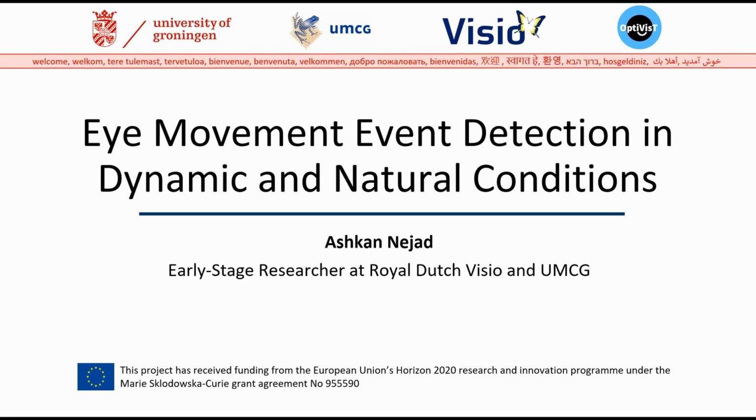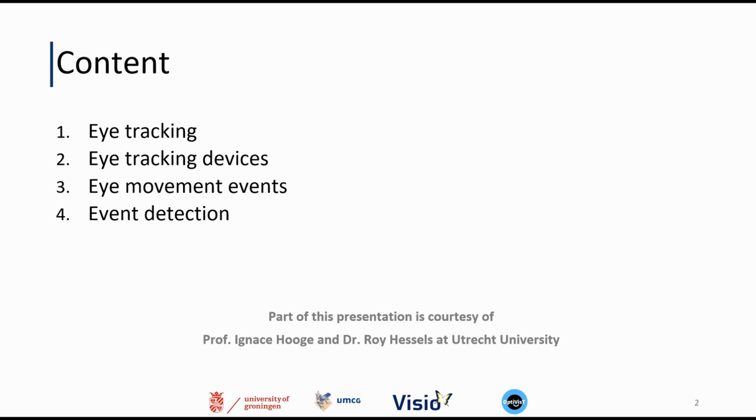So the topic of my current research project is eye movement event detection in dynamic natural conditions. And the precise definition of the eye movements and events are going to be explained later in this presentation. So in this presentation, we're going to take a look at eye tracking and what devices help us to do the eye tracking and record the eye movements. And what are the eye movement events that are usually used in clinics or in research. And also, I'm going to talk about event detection in the eye movement signals.